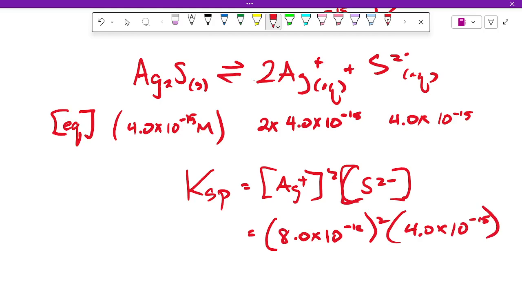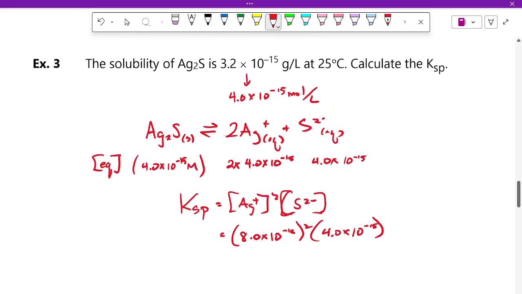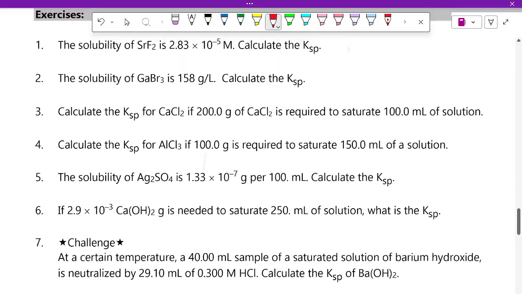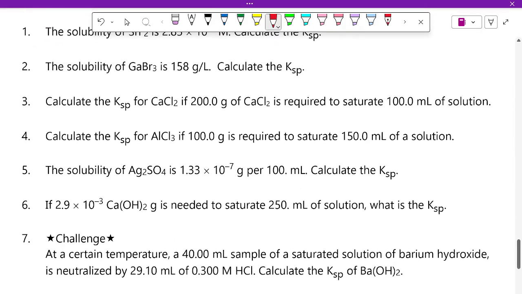Was that too quick or was that okay? That was okay, because it's not very hard. Just take your grams per liter, convert it to moles per liter. Obviously, I didn't really do that. That's not going to be the real value, but that's how you would do it.